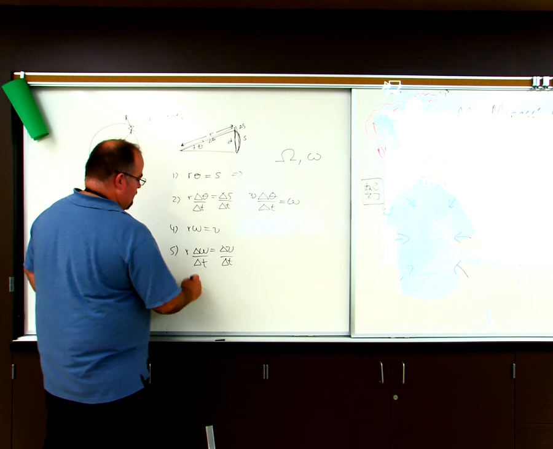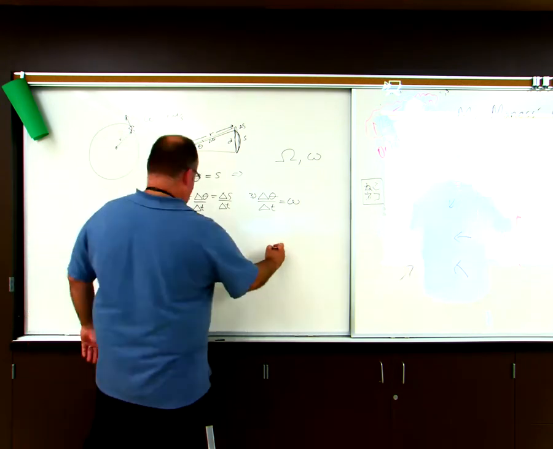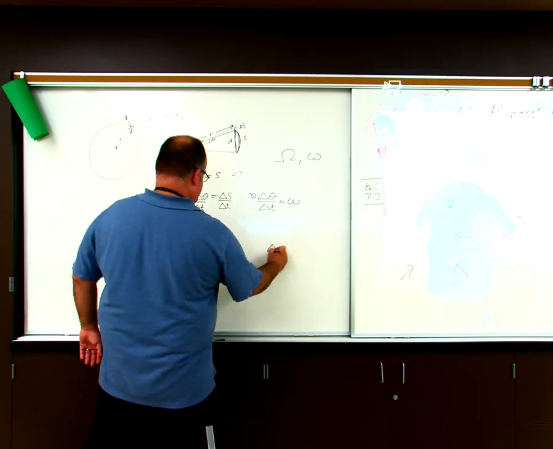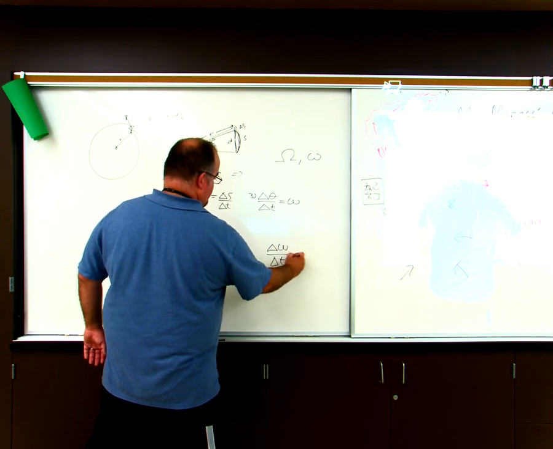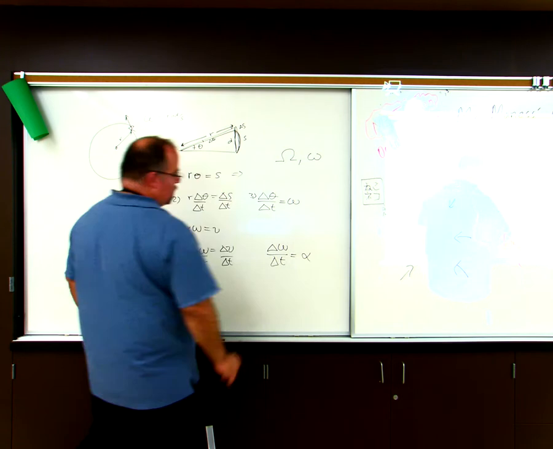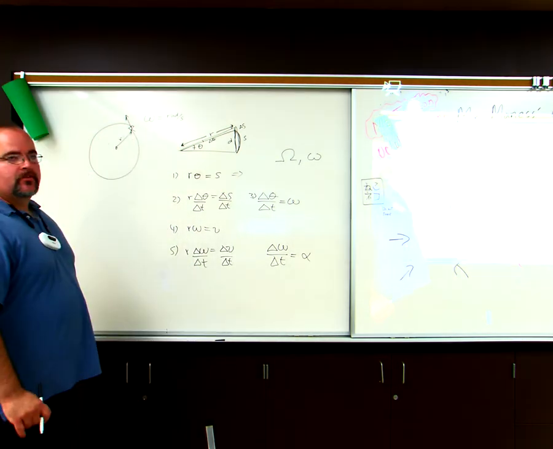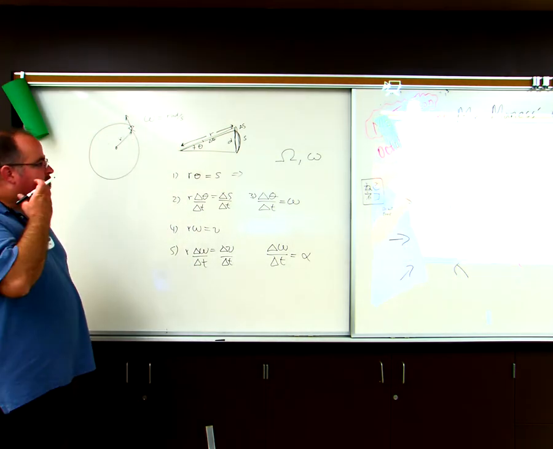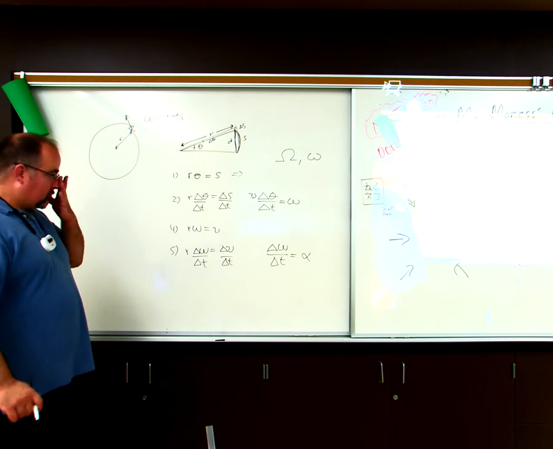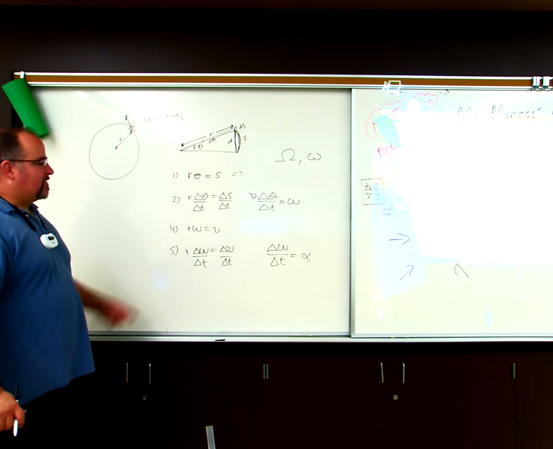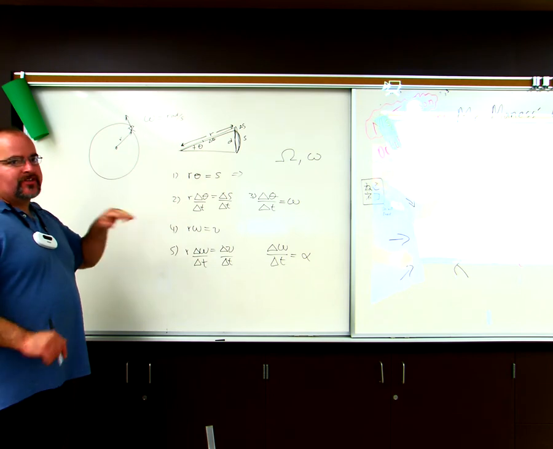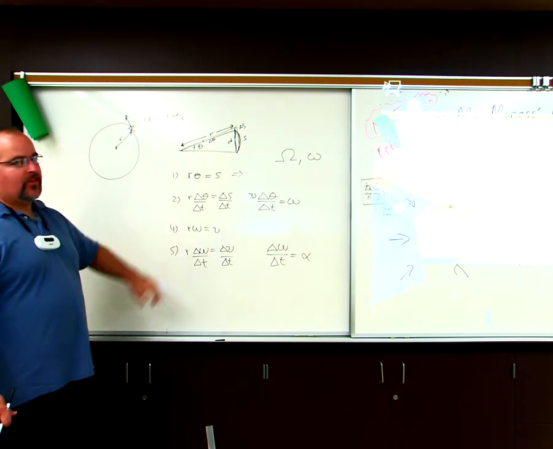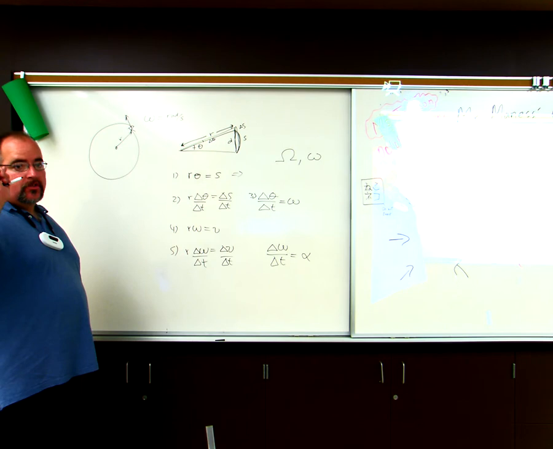And I wind up with a new term I have to define as delta omega, the change in angular velocity, over the change in time. That is angular acceleration, which I'll call alpha. So that's an analogy to linear acceleration, and omega is an analog to linear velocity.